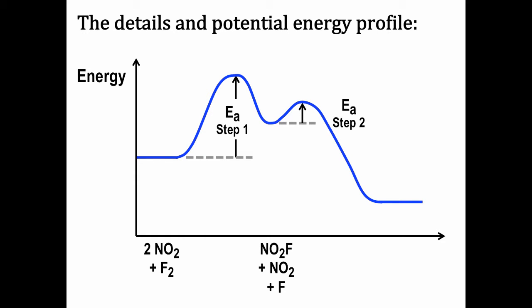And then there's a second activation energy barrier to get over that gets us to our final product of 2 NO2F. And notice that this second activation energy barrier is much smaller than the first one, and that's why that second step is fast while the first step is slow. It's much harder and takes longer for the reactants to get over the big activation energy, and much quicker for the smaller activation energy of the second step.